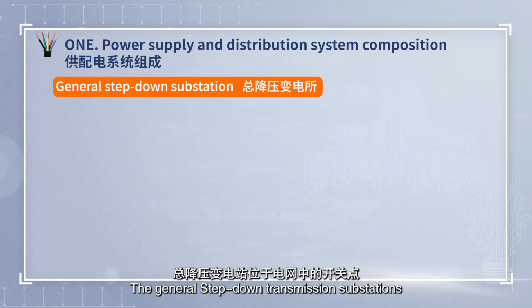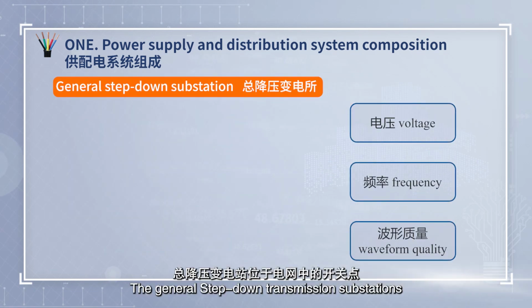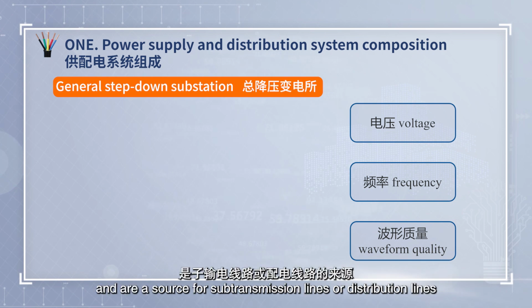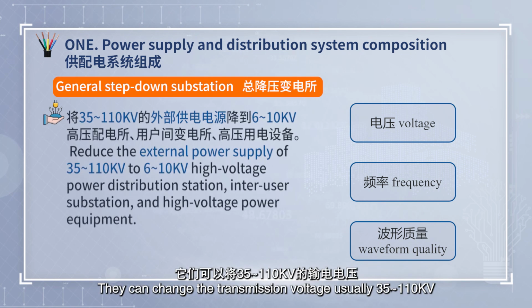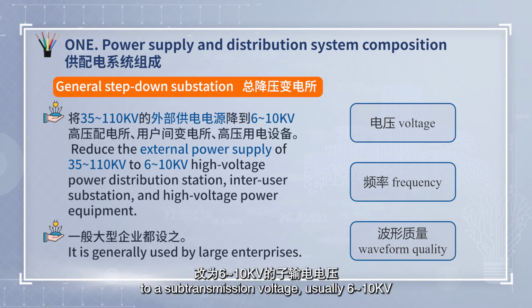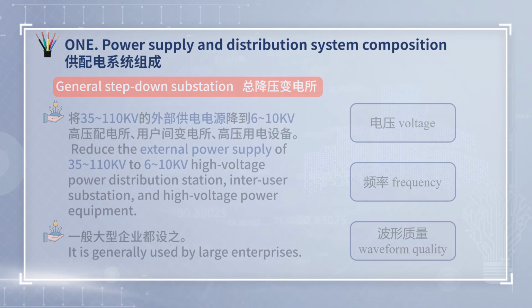The general step-down transmission substations are located at switching points in an electrical grid. They connect different parts of a grid and are a source for substation transmission lines or distribution lines. They can change the transmission voltage, usually 35 to 110 kV, to a sub-transmission voltage, usually 6 to 10 kV.